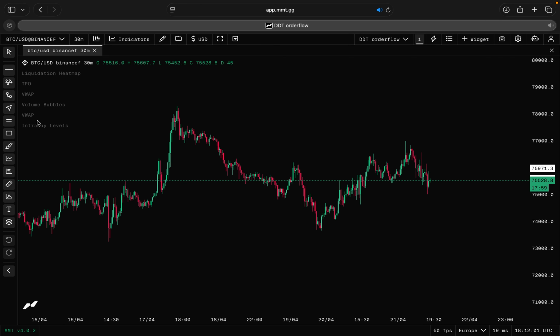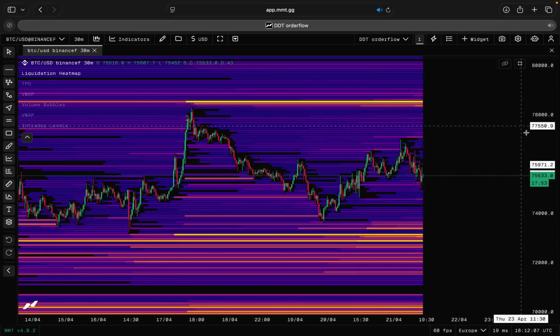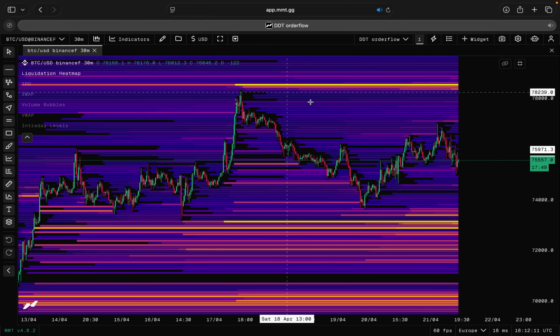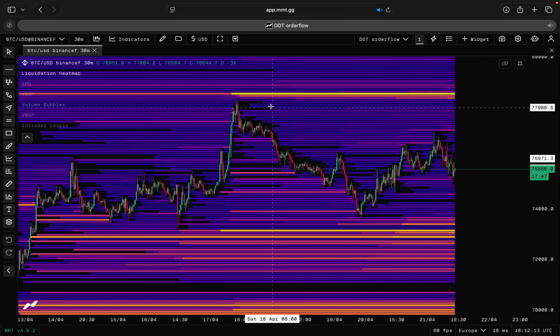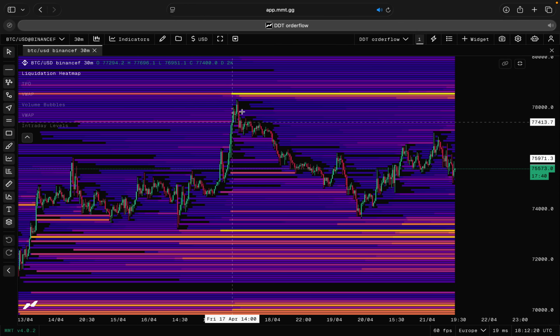If you copy my setup, you will have the liquidation heat map. I don't use it that often, but it basically shows you where the liquidity is. The brighter it gets, the more liquidity there is. Here you can see our range, which I just showed, range high and range low. Where is the most liquidity? As usual, it's above your range high.